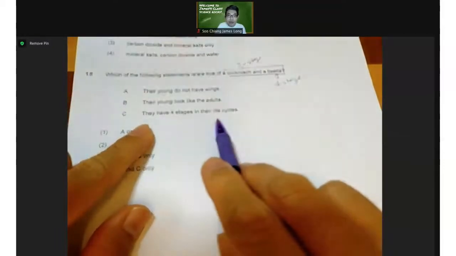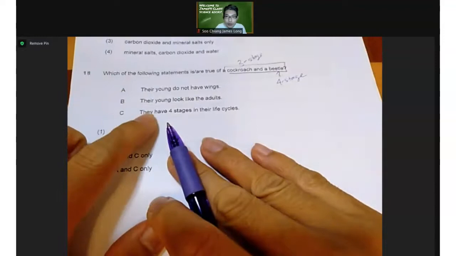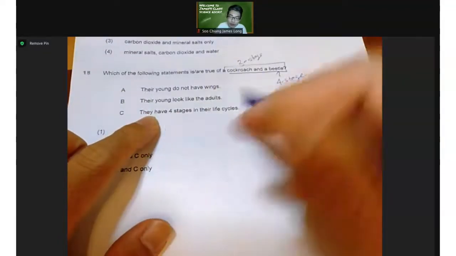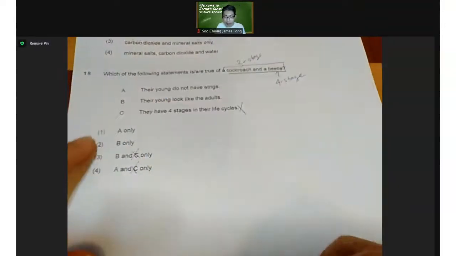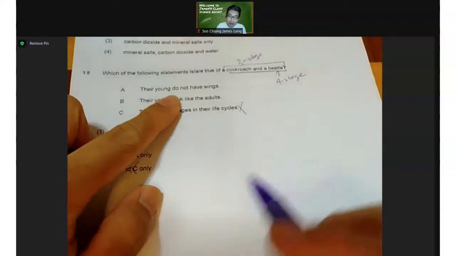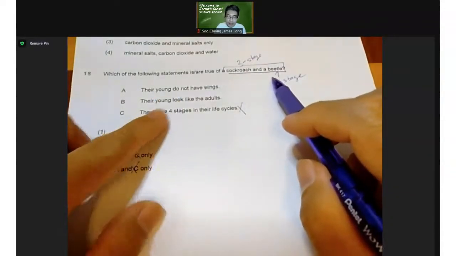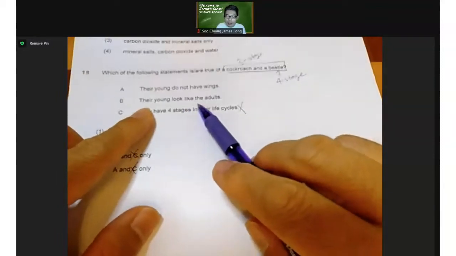Firstly, I know C is wrong. C says there are 4 stages in a life cycle. That is true for beetle but not true for cockroach, so this is wrong. Anything in C is wrong. I'm left with just A and B. So, their young do not have wings. Well, that is kind of true. Their young look like the adults.